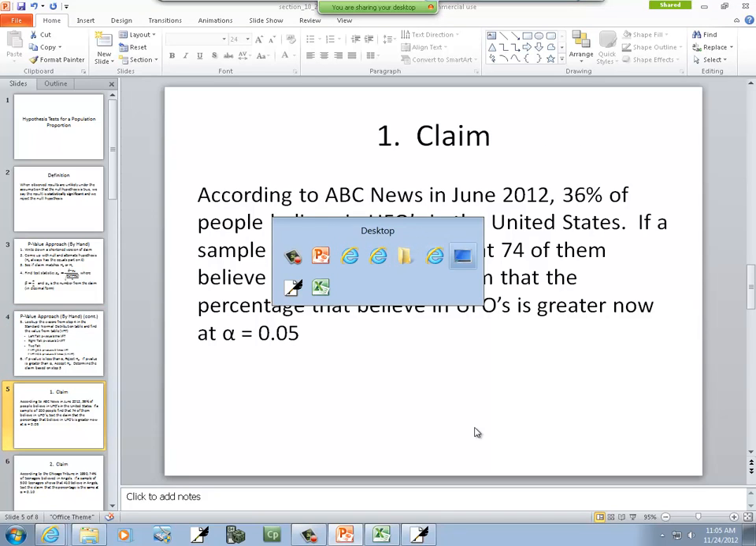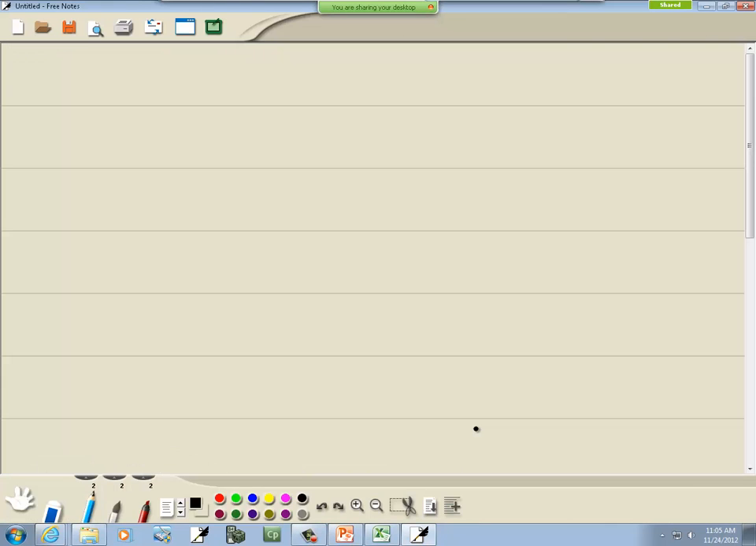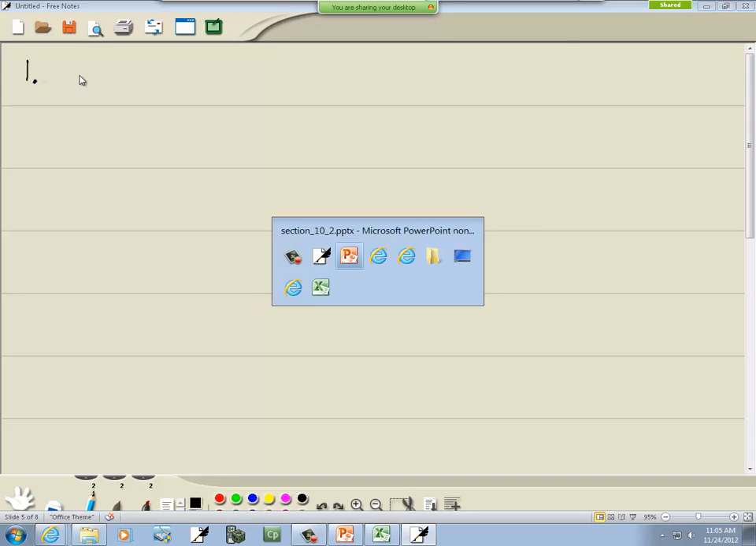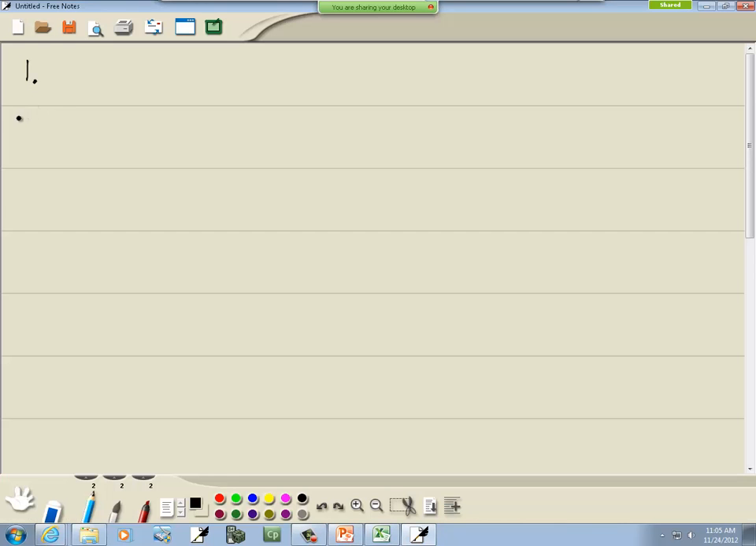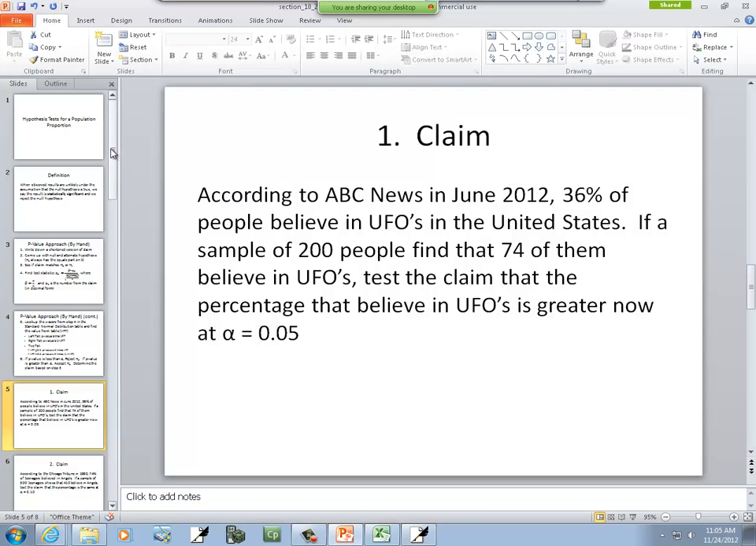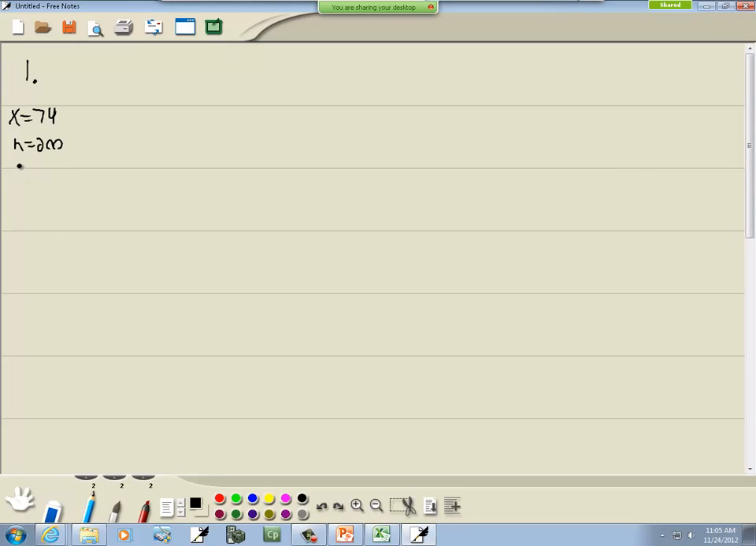And let's look at our first problem. According to ABC News in June 2012, 36% of people believe in UFOs in the United States. If a sample of 200 people finds 74 of them believe, so X is 74 and n is 200. Test the claim that the percentage who believe in UFOs is greater now, at alpha equal to 5%.